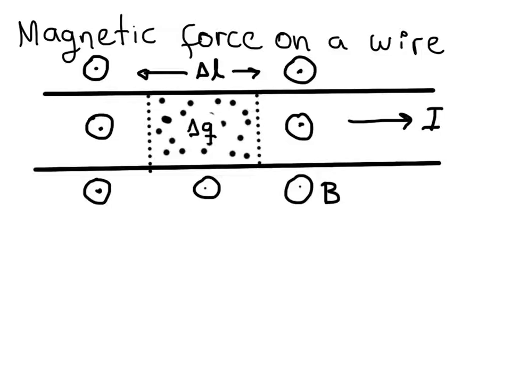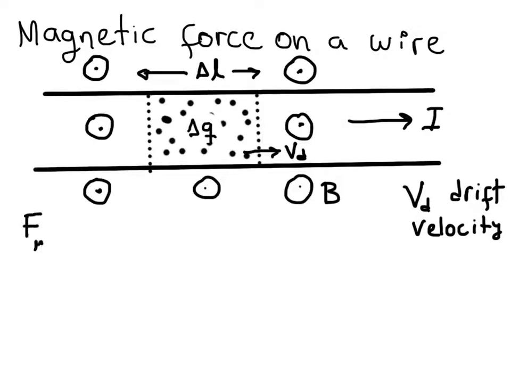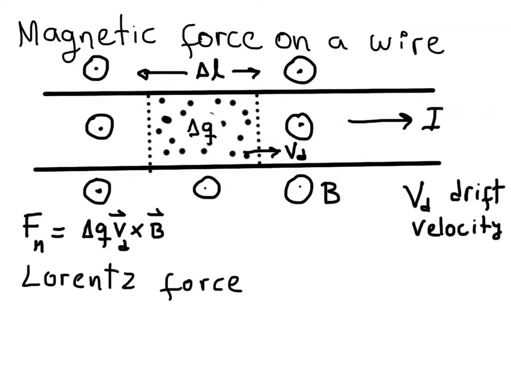The total amount of charge inside that part of the wire, I'm going to call delta Q. These charges are going to be moving with a velocity, which we talked about in previous videos. That's the drift velocity. The charges inside a wire have a drift velocity. So the total amount of charge delta Q moves with a velocity Vd. We know that there is an equation that tells us the force acting on a charge that moves with a velocity in a magnetic field.